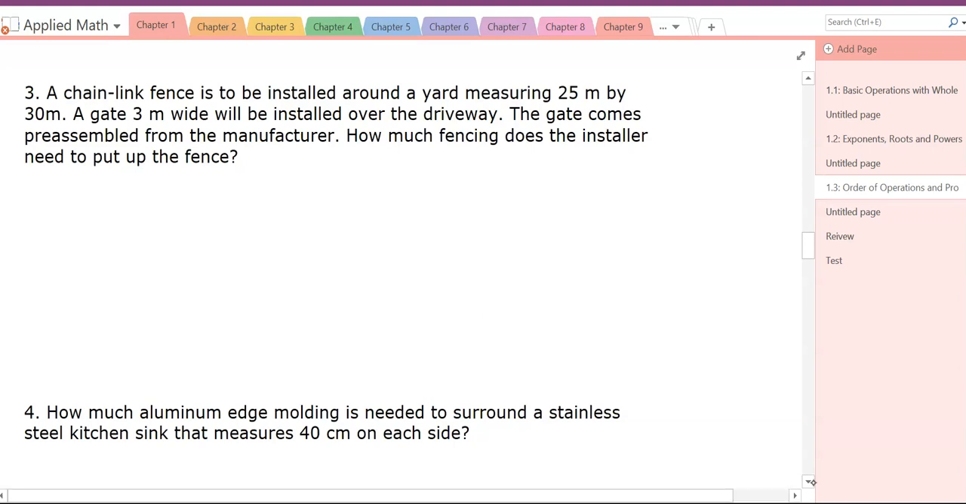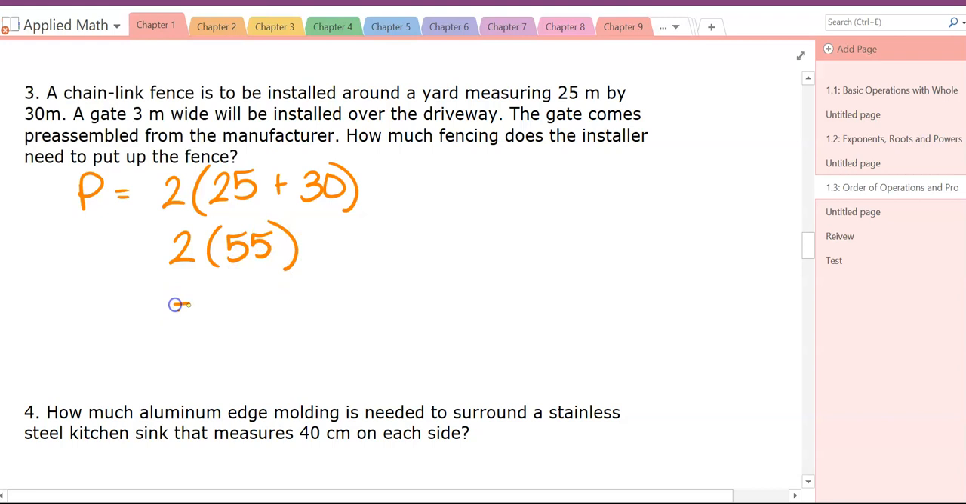So let's first start by finding the perimeter. So we're going to take 2 times the length plus the width, so 25 plus 30. So we're going to have 2 times 55, which is going to be 110. Now, since there's going to be a gate, we want to subtract that from the perimeter, because if we went all the way around, we would basically be just closing up this entire area. So we're going to subtract that 3 for the 3-meter gate, and so we need 107 meters of fencing.